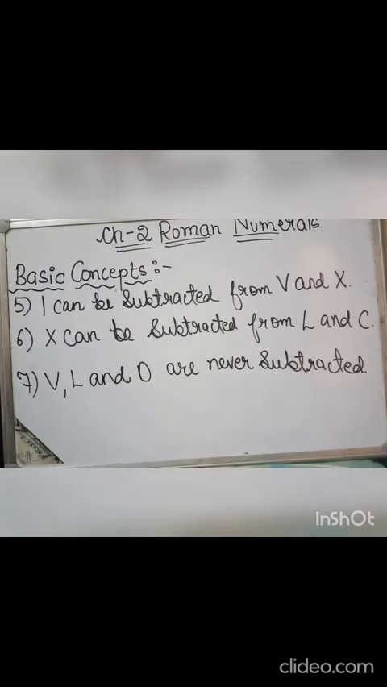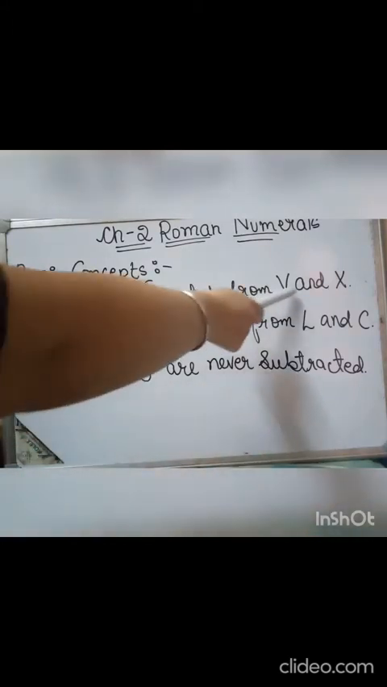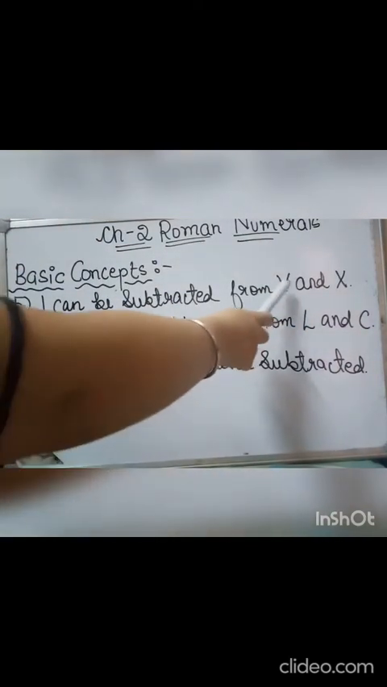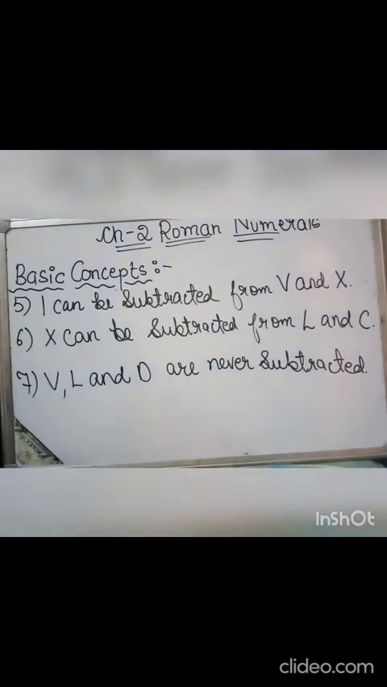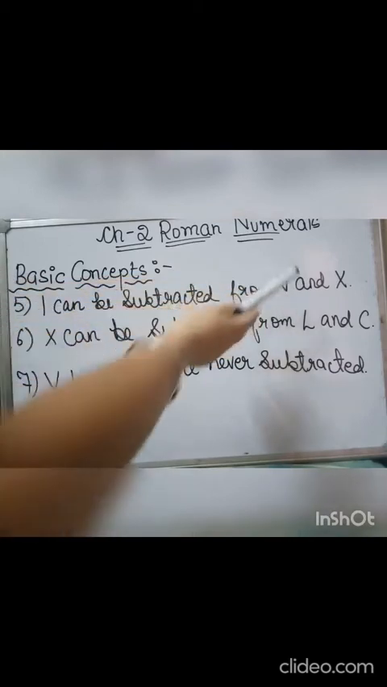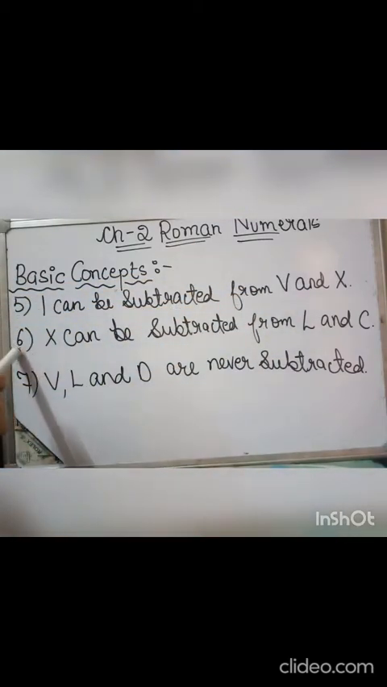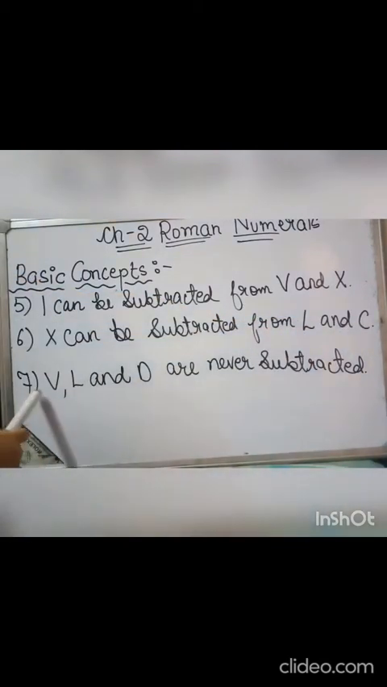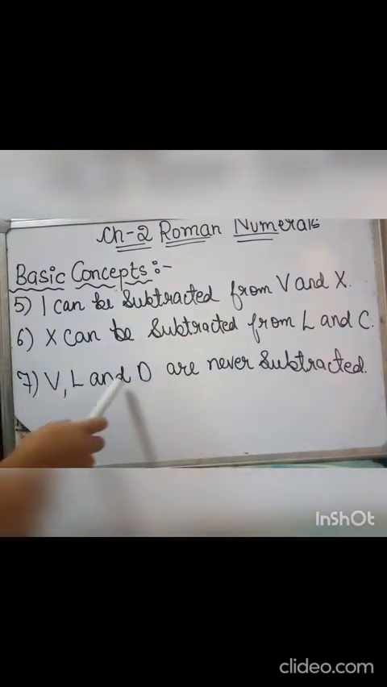Then the next concept, the fifth one: I can be subtracted from V and X. This I symbol can be subtracted from V and X. When we have to subtract something, we write it on the left side. Then sixth one, X can be subtracted from L and C. Seventh, V, L and D are never subtracted.